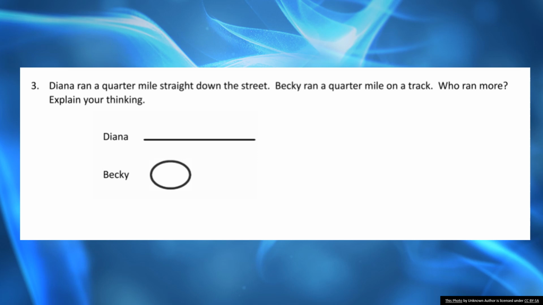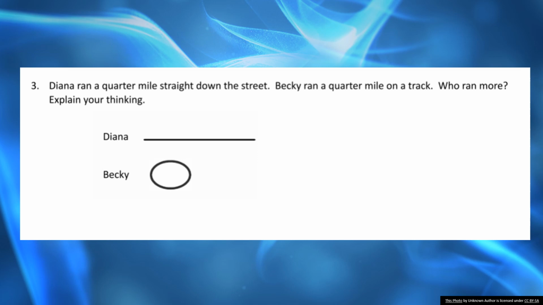Now we're moving on to number 3. Number 3 says Diana ran a 1/4 mile straight down the street. So she ran a 1/4 of a mile. A quarter is 1/4 because 4 quarters are in a dollar. So that's 1/4. Okay. So she ran a 1/4 mile straight down the street.